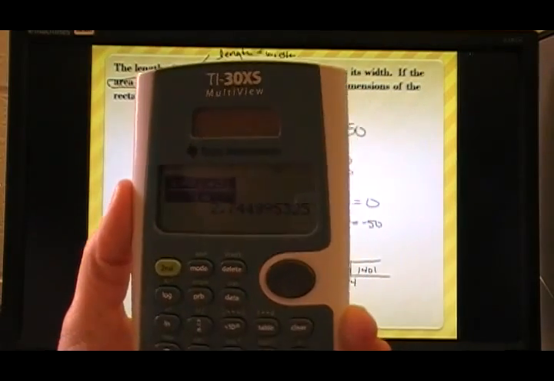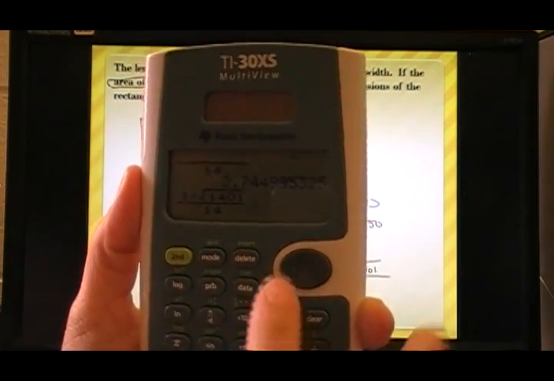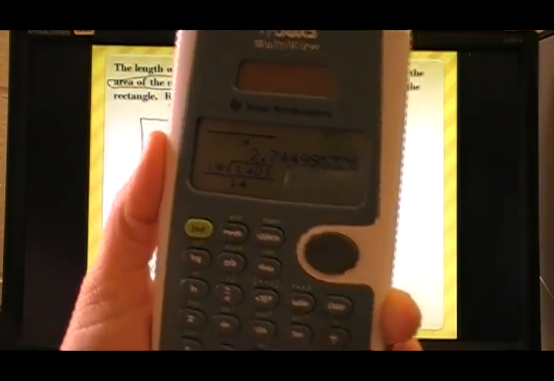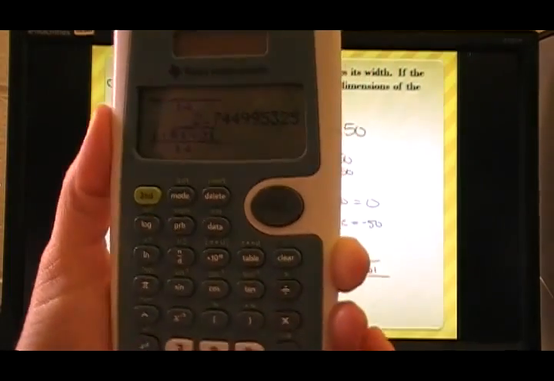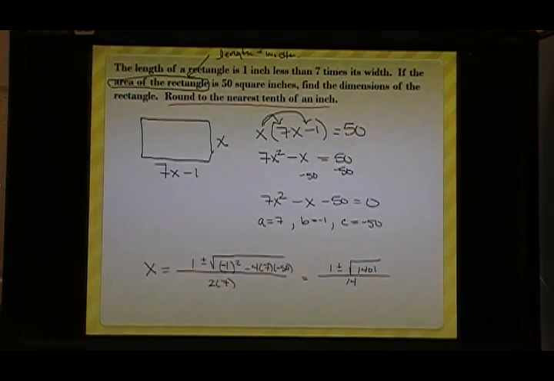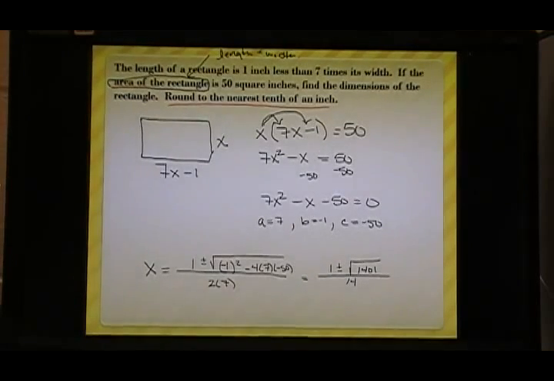And then I'm just going to go up and highlight, hit enter, and then it just puts it back in, and then I can change that plus to a minus and save myself a little work. So we get positive 2.7 and negative 2.6 as the approximation for these values here. So x is approximately 2.7 or negative 2.6.